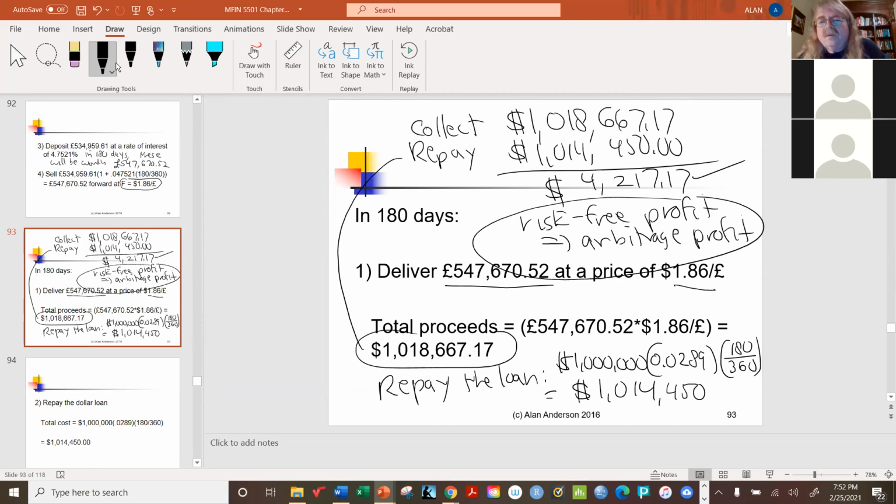Now, you notice we started with $1 million. What if we'd started with $100 million? Well, then you just multiply these profits by 100. So in principle, there's no limit to how much we can make from this.